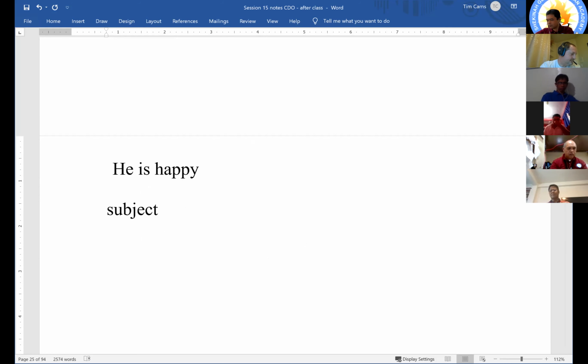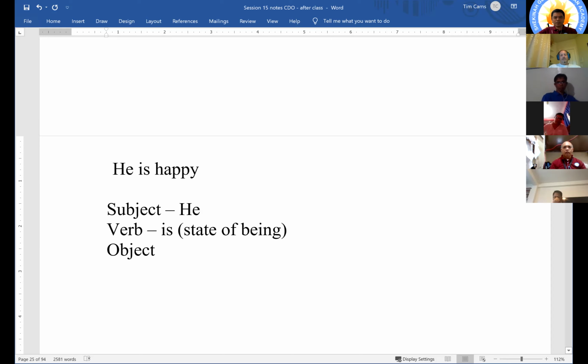Now, is there an object here? Is something receiving an action? Happy is a condition. It's not an object. So there's no object in this sentence. That word happy is the adjective, a characteristic. I'm not going to give you the grammatical terms for it, but it's not an object in this case. It's not receiving an action because there's no action. It's the predicate adjective.